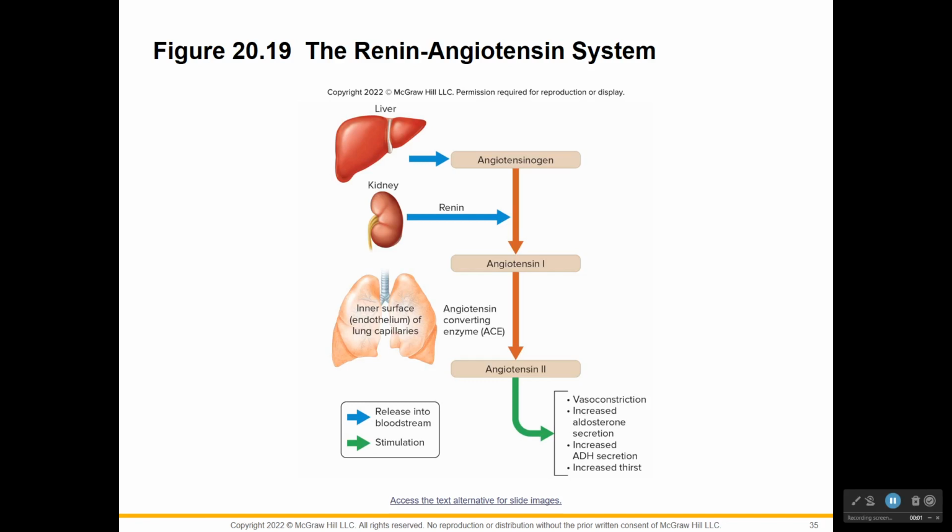In lecture one of the urinary system, we looked at the renin-angiotensin system and how renin activates angiotensin 1 and eventually causes vasoconstriction, increases thirst, reduces urination, which helps with blood pressure.